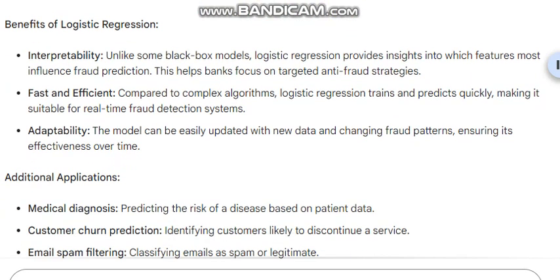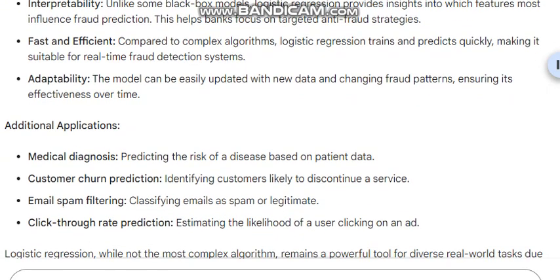Benefits of logistic regression. Interpretability. Unlike some black box models, logistic regression provides insights into which features most influence fraud prediction. This helps banks focus on targeted anti-fraud strategies. Fast and efficient. Compared to complex algorithms, logistic regression trains and predicts quickly, making it suitable for real-time fraud detection systems. Adaptability. The model can be easily updated with new data and changing fraud patterns, ensuring its effectiveness over time.